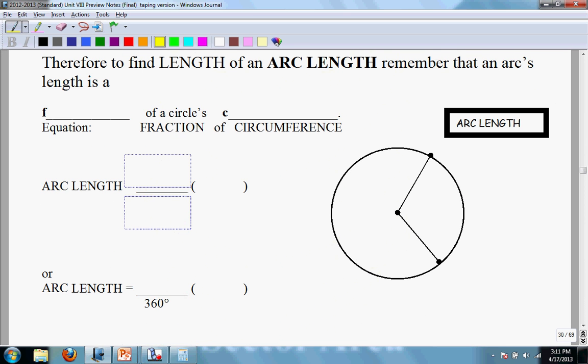So the way we do this is to find the length of an arc length. Remember that an arc length is simply a fraction or portion of a circle's circumference. It's a fraction of the circumference.